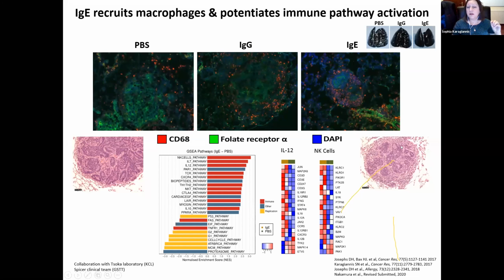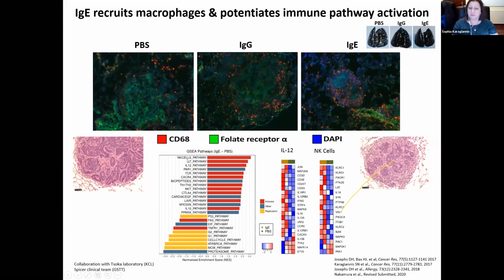So we took some of these tumors and we did a transcriptomic analysis to try to understand what's going on, the immune pathways that are activated or not activated in these animals with treatment with IgE. And to our surprise, we found that the control animals had upregulated pathways to do with cell cycle activation and regulation and proliferation, whereas the IgE treated animals appear to have immune pathway activation that was very prominent.